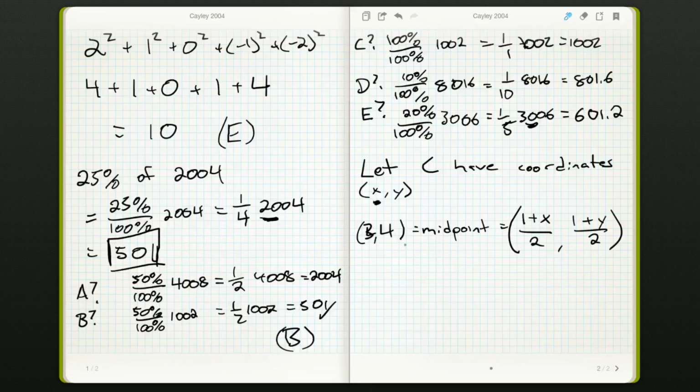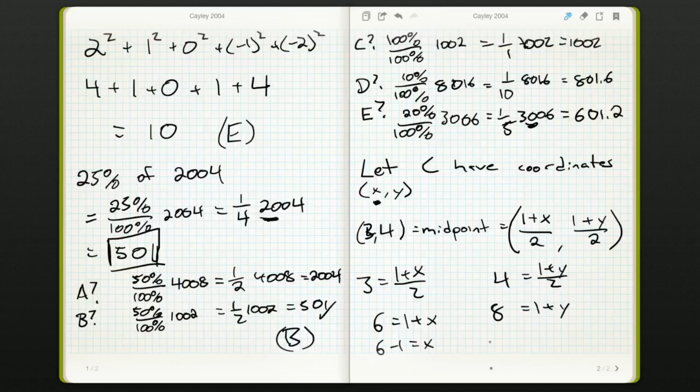Okay? Now these 2 points are equal only if 3 really is (1 + x)/2, and 4 really is (1 + y)/2. So each of these can be rearranged, and we can solve for our x and our y. (x, y) is going to be 6 minus 1 is 5, 8 minus 1 is 7, and that really is answer E.